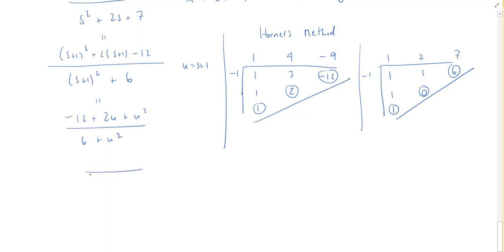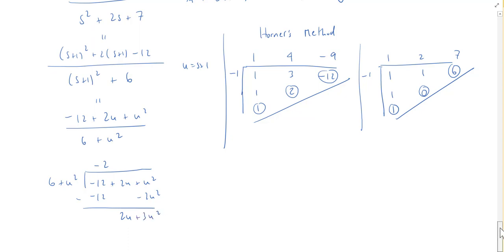So for our long division, we have negative 12 plus 2u plus u squared, and we want to divide by 6 plus u squared. All right, 6 goes into negative 12 negative 2 times. Let's see, we don't get any 2u's, but we will get negative 2u squared. We subtract, we're going to get 2u, and then plus 3u squared.